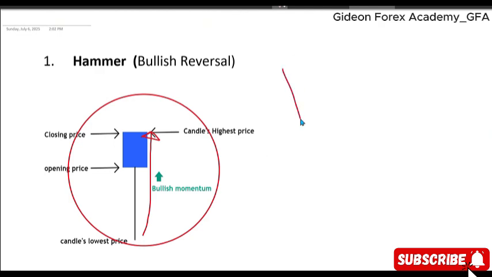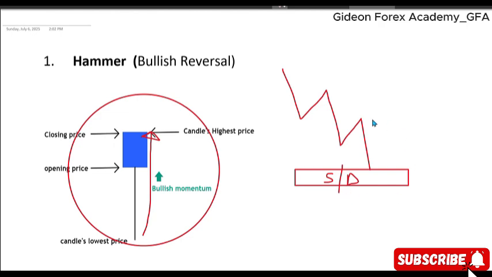All right, so let me demonstrate it here. If you have lower lows and lower highs, and the market is trending downwards, when it gets to a support area, let's say this is our support area, or a demand zone, usually when you see the hammer at support, let me try to draw that hammer here. Let's say this is a hammer, all right, at support.